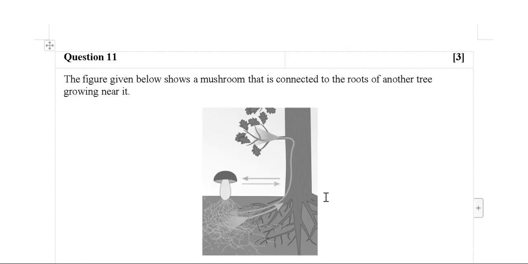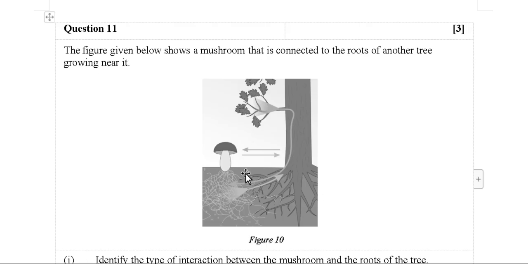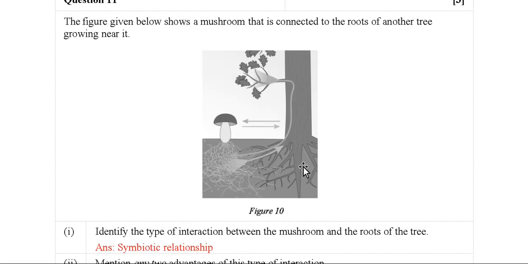But if we see the next question, here I put down the answers. This is question number 11 of section C. The figure given below shows a mushroom that is connected to the roots of another tree growing near it. You can see it in the diagram. It is written figure 10 because in the question paper it is figure number 10.